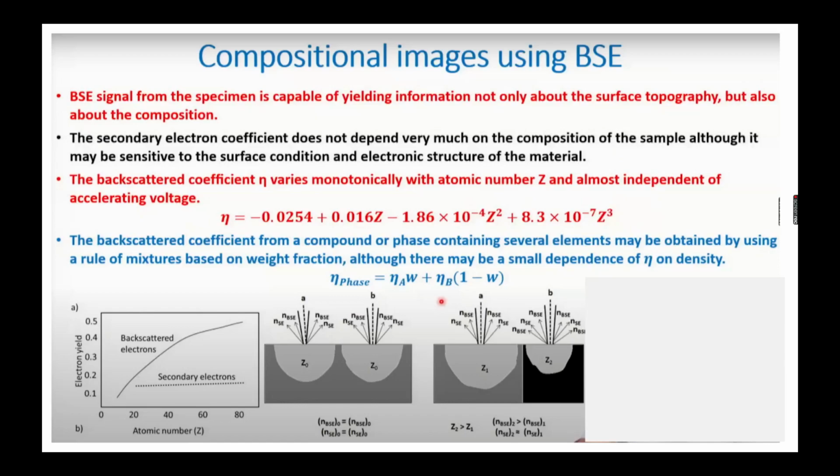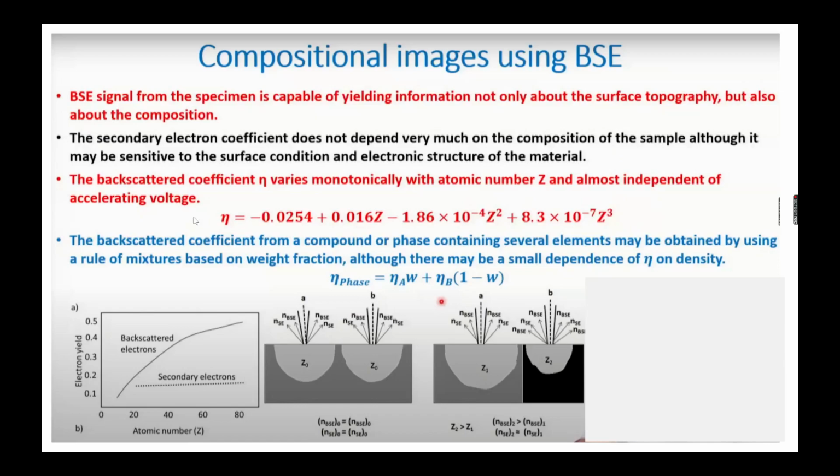But by using backscattered electrons, you can expect information regarding the surface topography as well as the composition. And this backscatter coefficient, which is given by eta, varies monotonically with atomic number, and is almost independent of your accelerating voltage. So it depends on your Z, and it is independent of your accelerating voltage. The backscatter coefficient from a compound or phase containing several elements may be obtained by using a rule of mixture based on weight fraction.